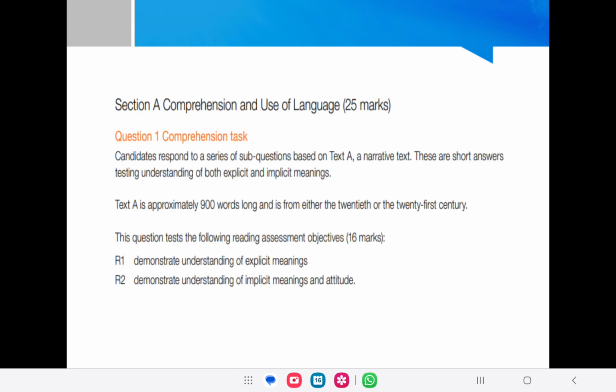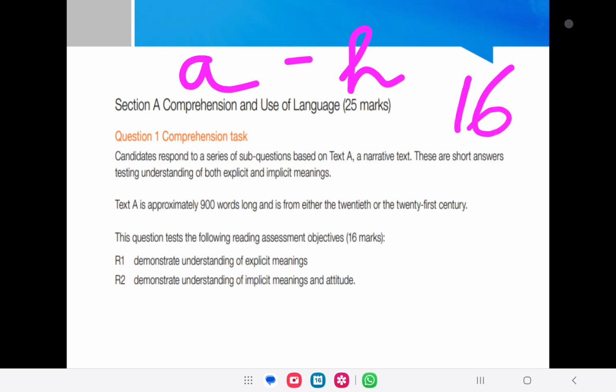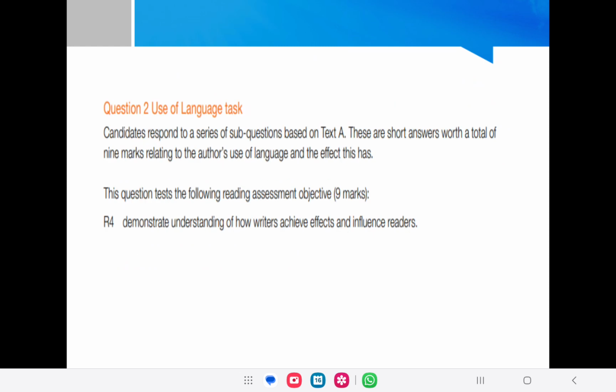In the comprehension task we have questions A to H. They are 8 questions, I guess, and I think part G usually has 2 questions in it. Sometimes any one of them can have 2 questions, so you can say that these are 9 questions, but basically they are A to H, 8 questions. That is the comprehension task, 16 marks. And this is the use of language task, 9 marks, and this is A to E.